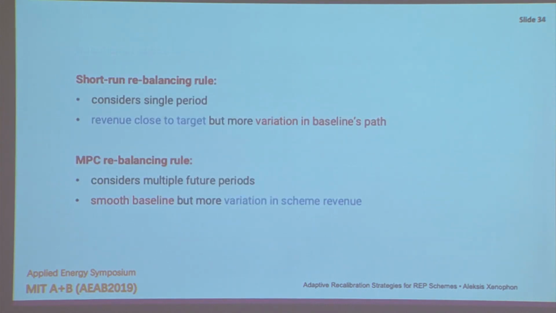Okay, so to summarize, we've got a short-run revenue rebalancing rule, which is just considering a single period. Revenue is very close to the target, but we have more variation in the baseline's path. And we have an MPC rebalancing rule, which is considering multiple future periods. We have a smoother baseline, but more variation in scheme revenue.